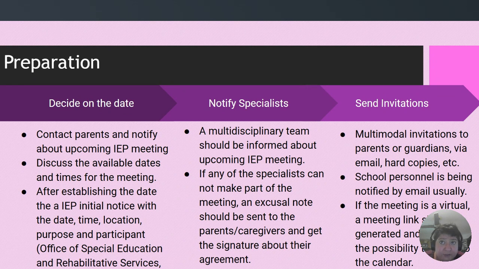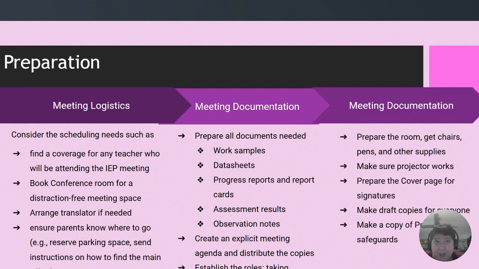As I said before, the invitations are sent via email. Parents can be called. We can send the invitations as hard copies with the students' backpacks. And school personnel usually are notified via emails. And if the meeting is virtual, a link should be generated and sent to the participants.